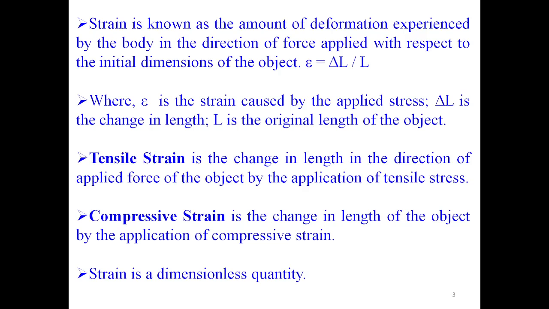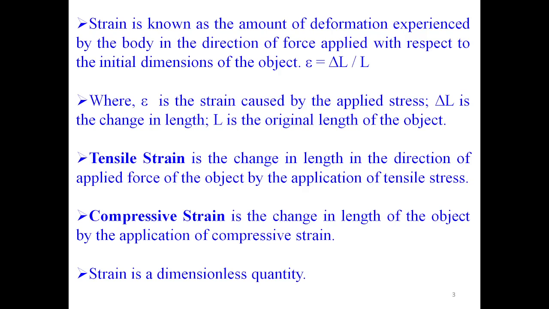Strain is known as the amount of deformation experienced by the body in the direction of force applied with respect to the initial dimensions of the object. Strain is denoted by epsilon, which is equal to delta L divided by L. Delta L is the change in length, L is the original length, where epsilon is the strain caused by the applied stress. Strain is a dimensionless quantity.